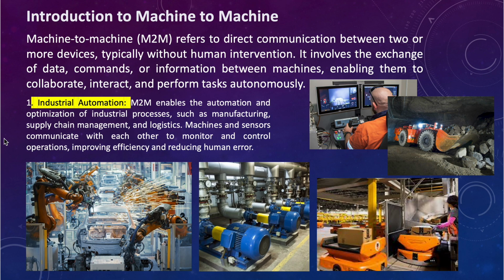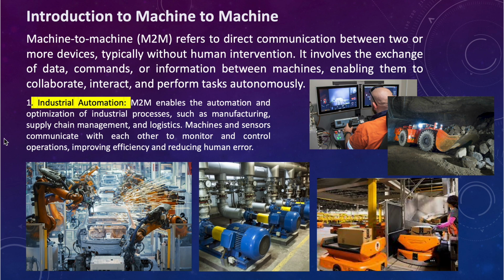So if we look at that definition, let me go through it again. Machine to machine, or M2M, refers to direct communication between two or more devices, typically without human intervention. It involves the exchange of data, commands, or information between machines, enabling them to collaborate, interact, and perform tasks autonomously.